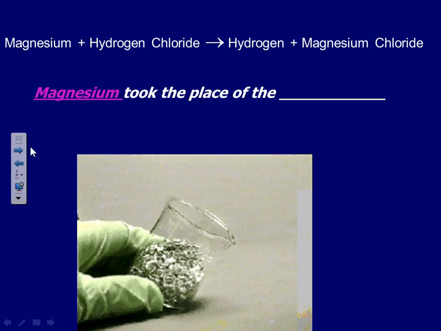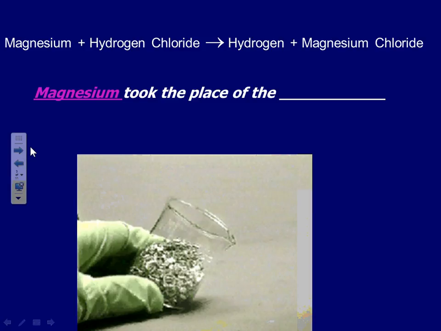So if I have some magnesium and I put it with some hydrogen chloride, the magnesium displaces that first thing. Now the hydrogen is by itself, and we now have magnesium chloride, a successful displacement. Okay?